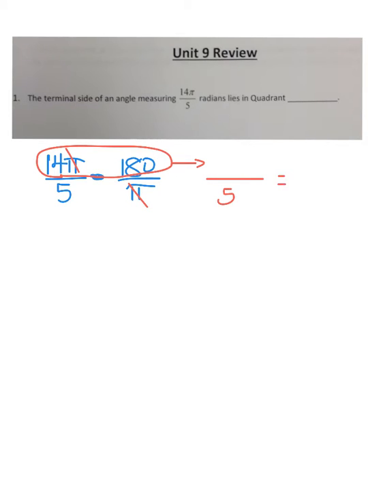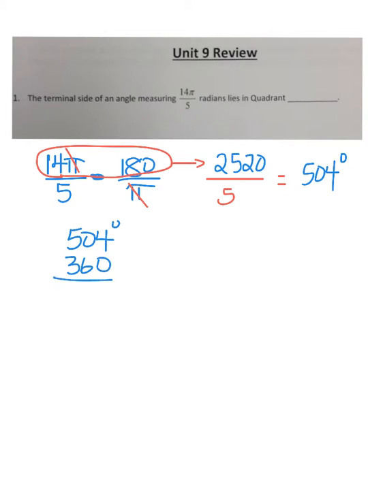Well, that is 2520, so 2,520. We divide that by 5, and that's 504 degrees. So I know that that's over a full circle around that unit circle. So I'm going to take that 504 degrees. It's just a matter of how much around that full circle. So I'm going to just subtract 360 from that, and I'm going to get 144 degrees.